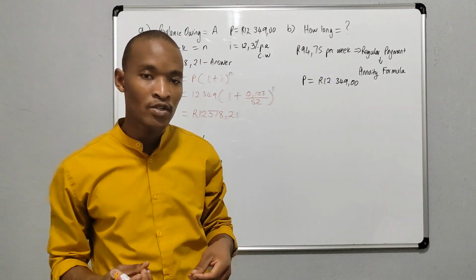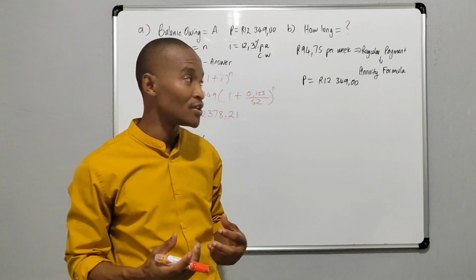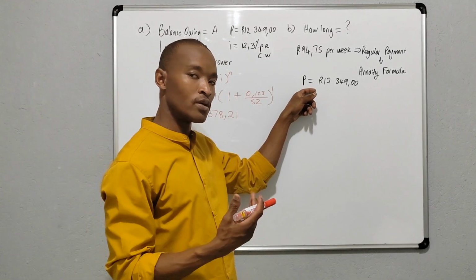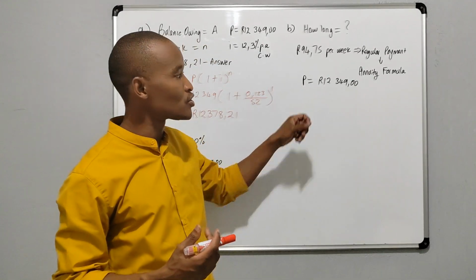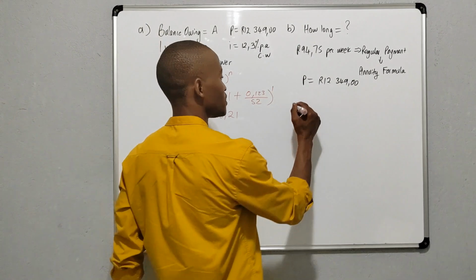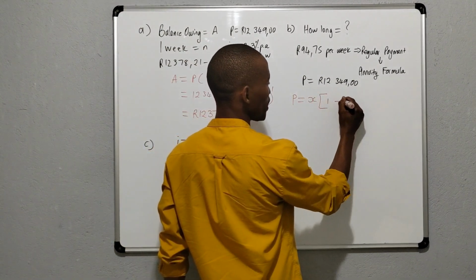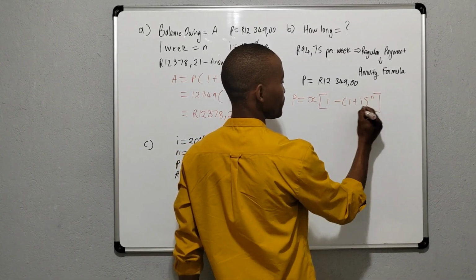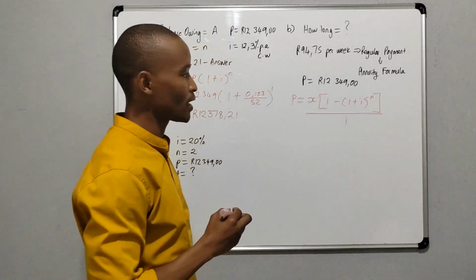What type of annuity formula? Present value or future value? I hear present value. Good, because this is an amount that is owed, okay? It is not an investment, it is not a savings account. So in other words, this is the formula that we are going to use. P equal to x times (1 minus (1 plus i) to the power negative n) all over i, okay?